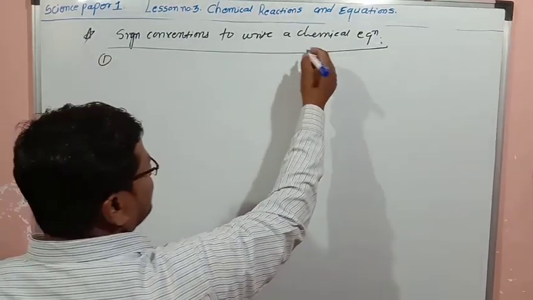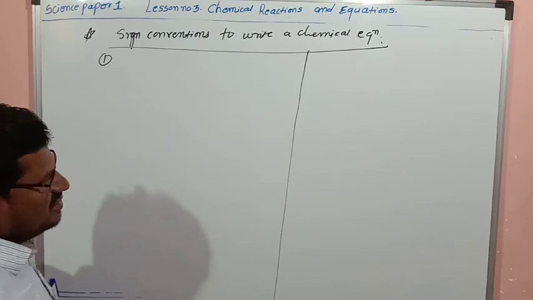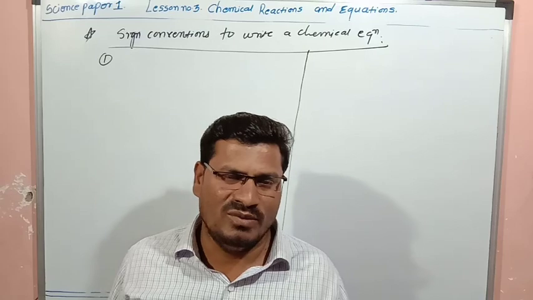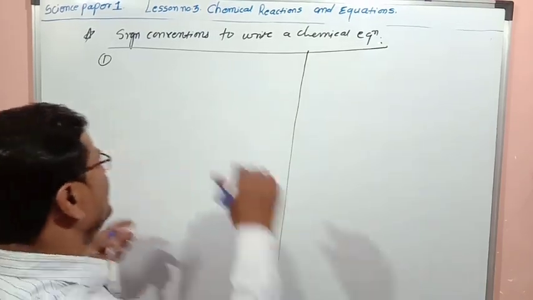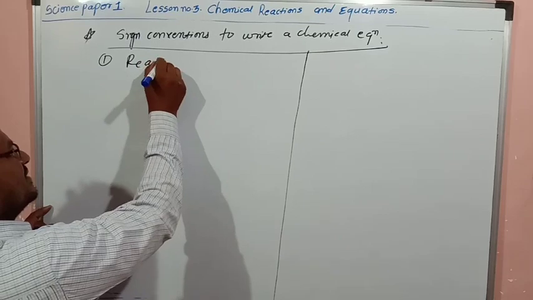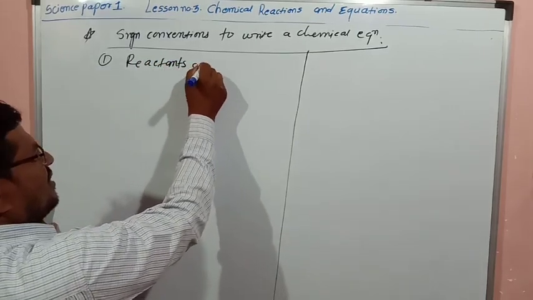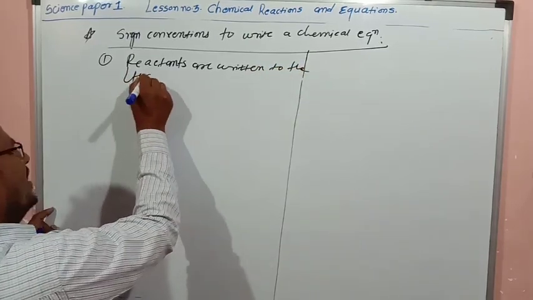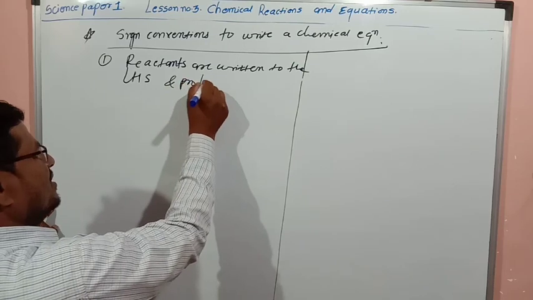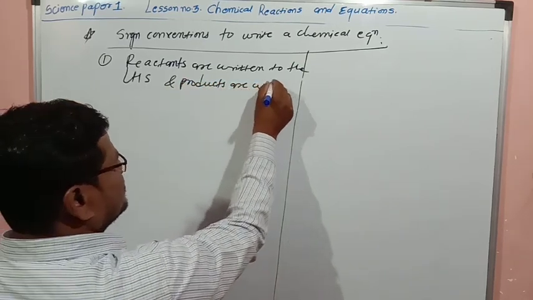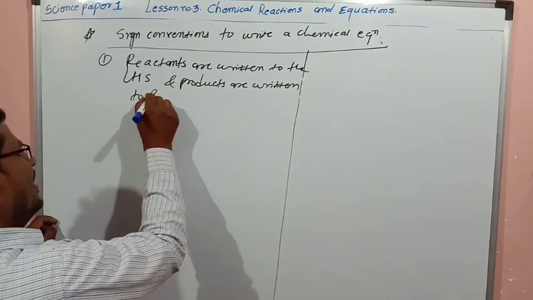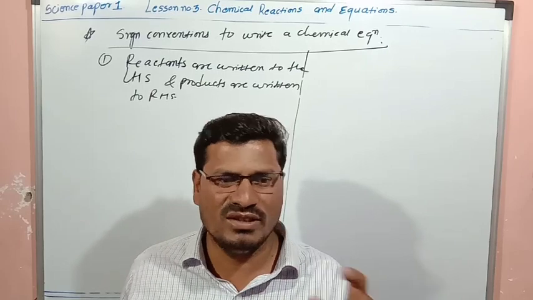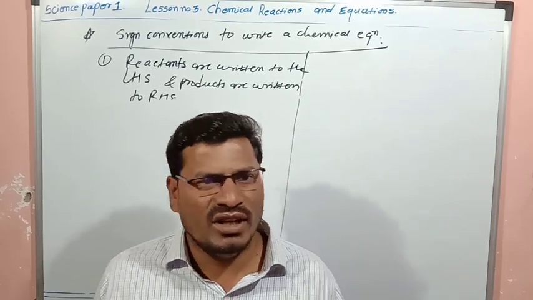In that we will make two columns. The first one is that reactants are written to the LHS and the products are written to the RHS. So what is the first point? Reactants are written to the left hand side and products are written to the right hand side.